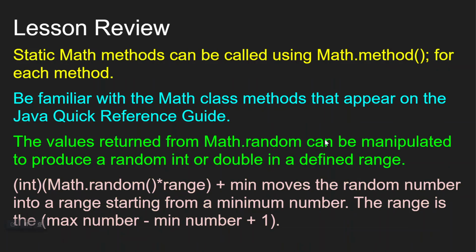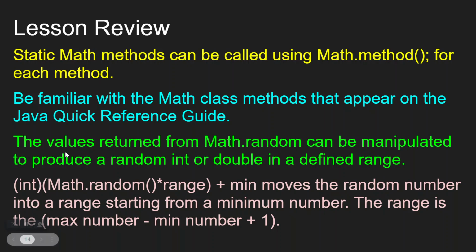All right, guys, with that, we've gotten to the end of this lesson, so let's do some quick review. There are many static Math methods that can be called using Math.methodName for each method. Again, be familiar with the Math class methods that appear on the Java Quick Reference Guide. The values returned from Math.random can be manipulated to produce a random int or a double in a predefined range. So that's good to know.